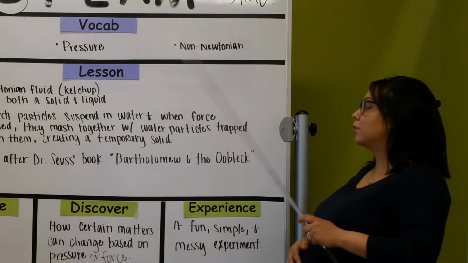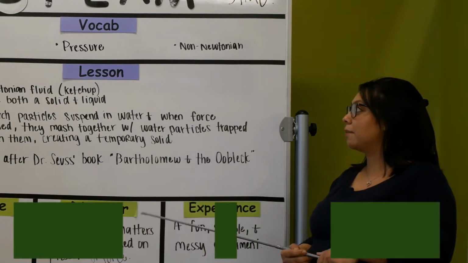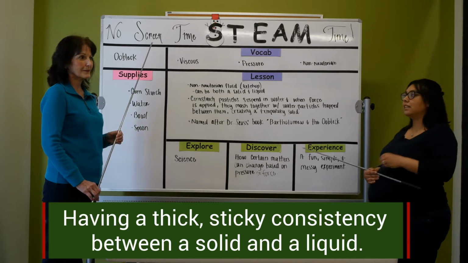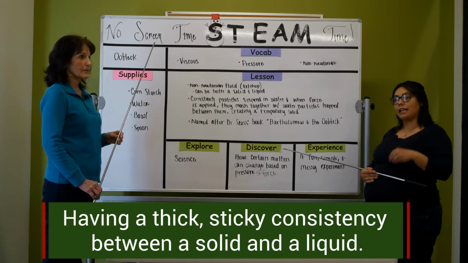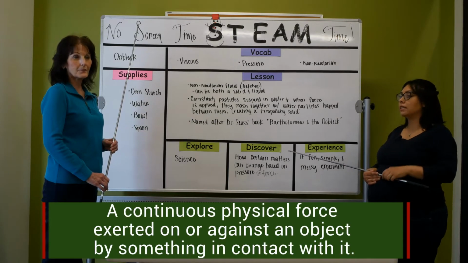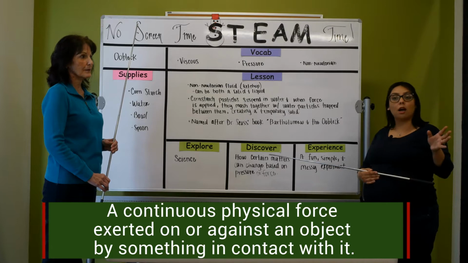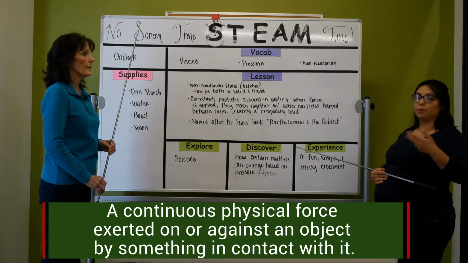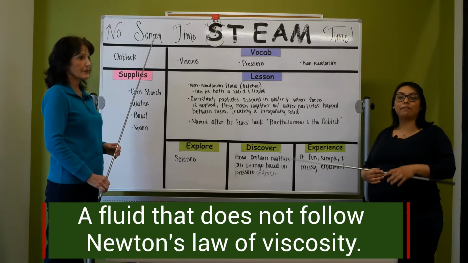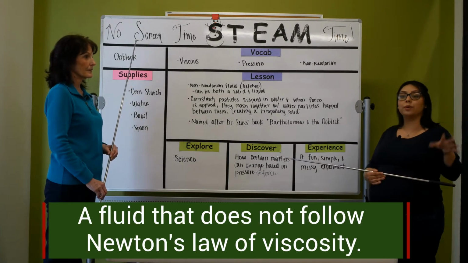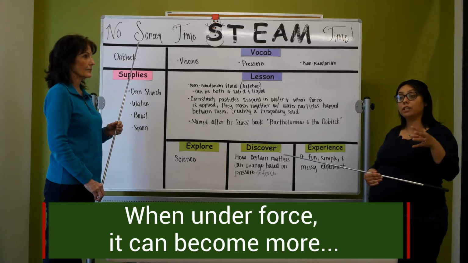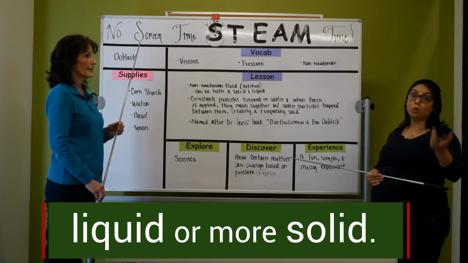Don't forget to be on the lookout for the following STEAM vocabulary. Viscous, which is having a thick, sticky consistency between a solid and a liquid. Pressure, which is continuous physical force exerted on or against an object by something in contact with it. And non-Newtonian, a fluid that does not follow Newton's law of viscosity, so when under force, it can become more liquid or more solid.